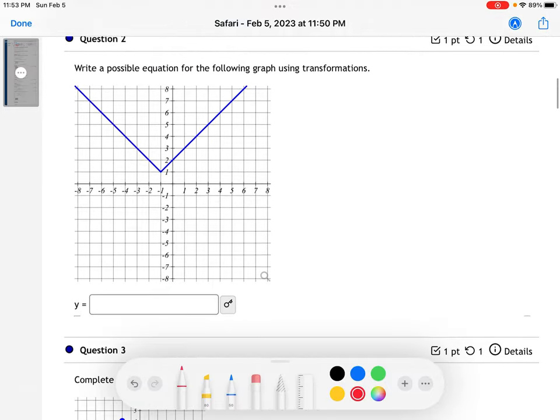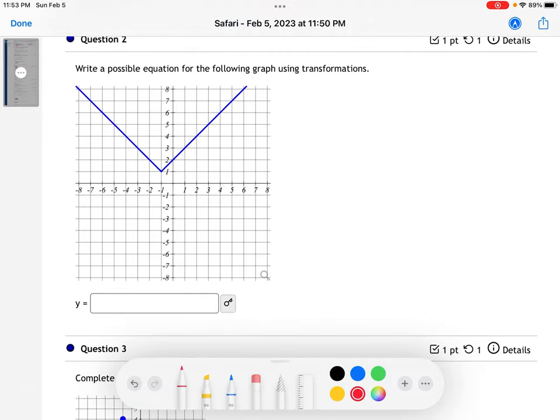So this next one, question 2. Write a possible equation for the graph. So let's use this formula: y equals a absolute value of x minus h, plus k. Now a stands for the slope. What is the slope of this one? I'm arbitrarily going to pick a point there, and a point there. Now between those 2 points, I went up 1, and I went over 1. So 1 over 1, my slope is 1.